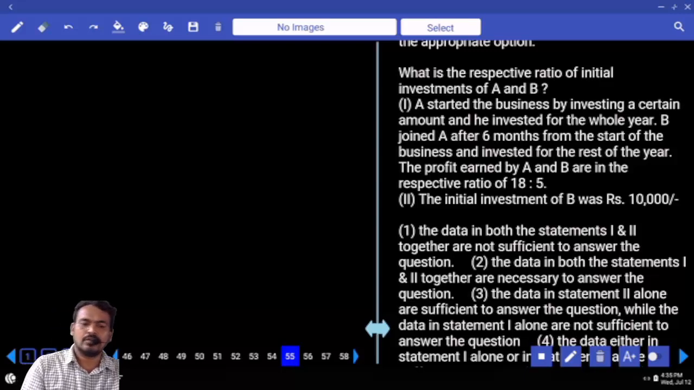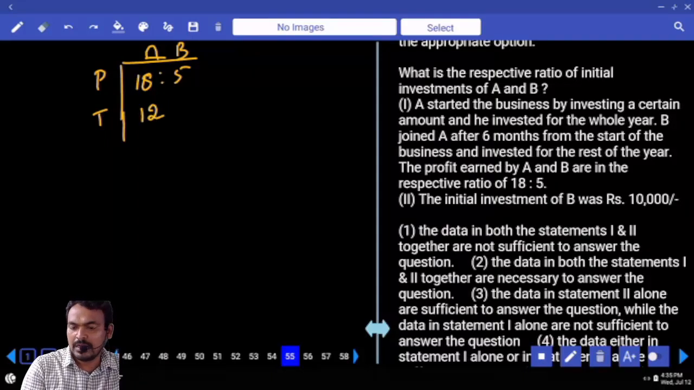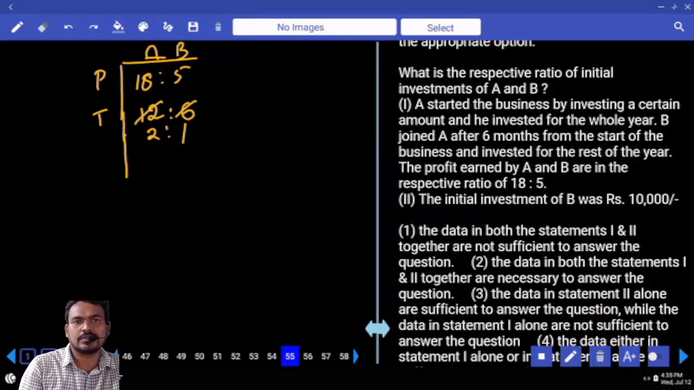18:5. We know the profit ratio of A and B is given as 18:5. What is the time period of A? Whole year means how many months? 12 months. But B joined after 6 months, so the time period is 6 months. What is the time ratio? 2:1. We know the profit ratio and we know the time ratio, so we can get the investment ratio. Okay, profit by time and profit by time, we get the investment ratio.